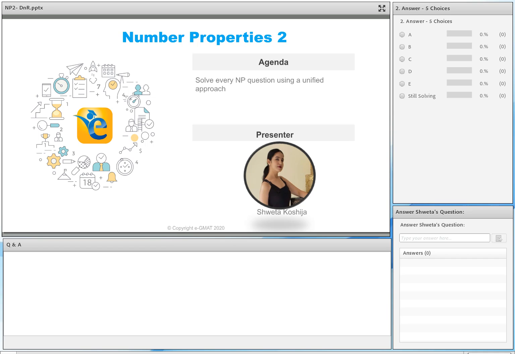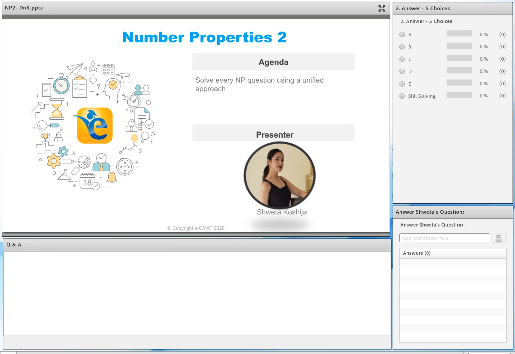So the agenda for the session is going to be solving number properties questions using a unified approach. It's not going to happen that every new question you see, you have to start thinking all over again: okay, now what is it that I have to do? One unified approach based on the concepts that this topic covers, and you will be applying all of those.